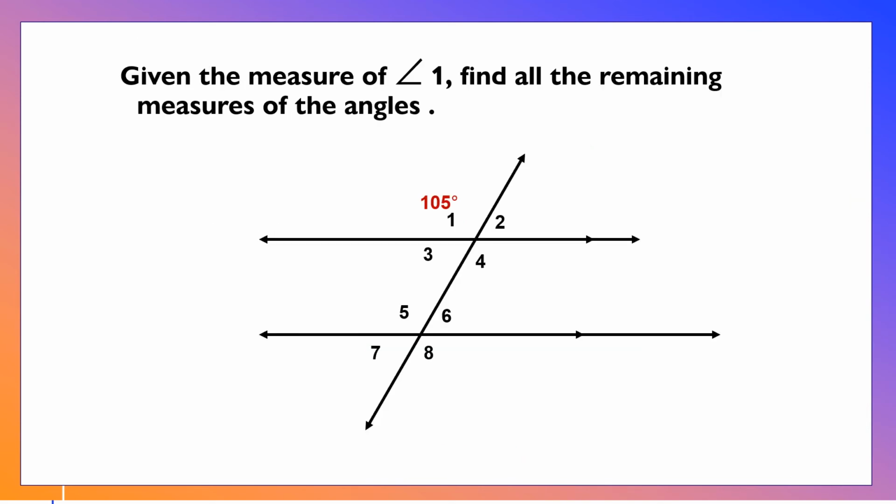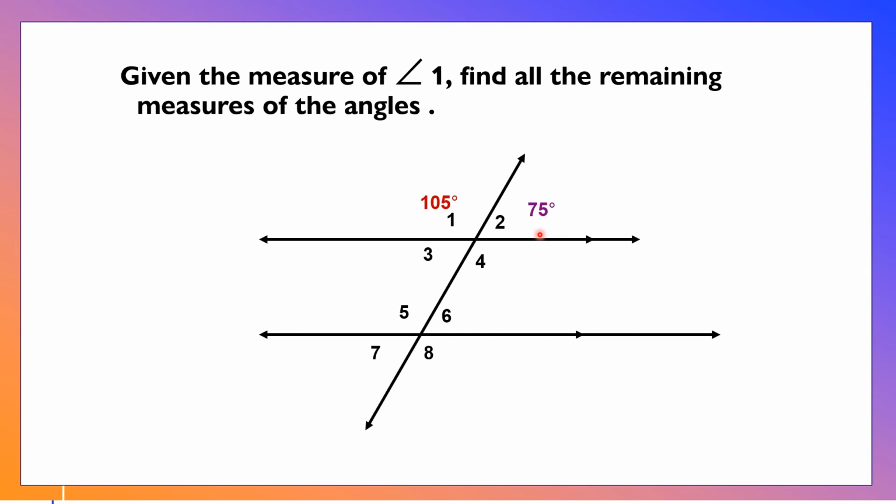Let us now find the remaining measures of the angles, given the measure of angle 1, which is 105 degrees. We can identify the measure of angles formed by parallel lines cut by a transversal. We can use their relationship to identify their measurements. So let's find the measure of angle 2. Since angle 1 is 105 degrees, angle 2 is equal to 75 degrees.